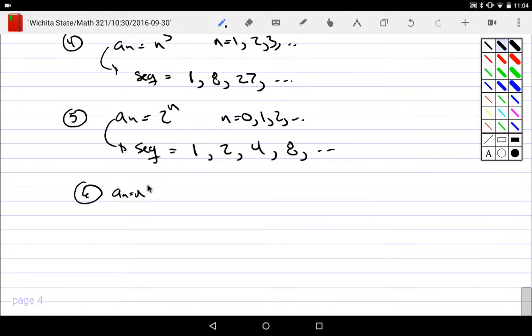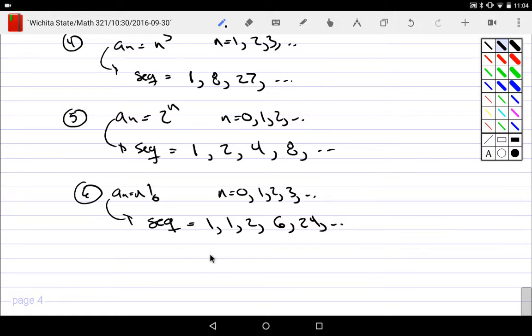Other ones that we should know: a sub n is n factorial, where n is equal to 0, 1, 2, 3, etc. What's this sequence? 1, 1, 2, 6. Next. We know that. 24. What am I doing each time? Start off at 1, and then what do I do? Multiply by 1. Then I multiply by 2. Then I multiply by 3. Then I multiply by 4.